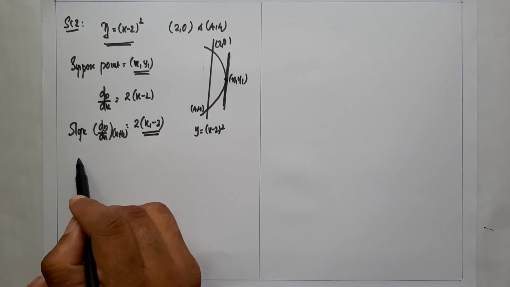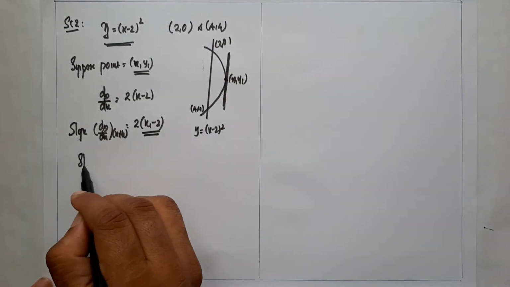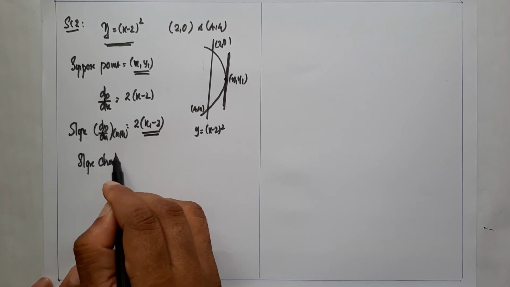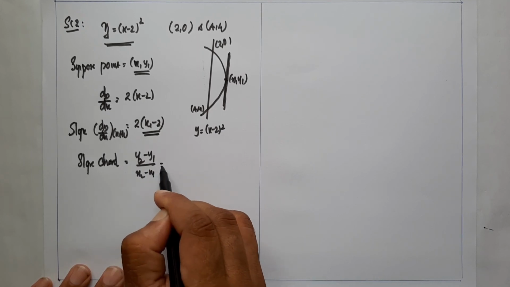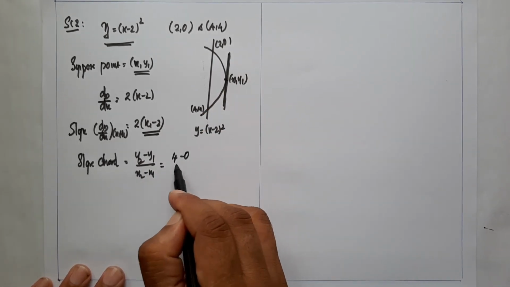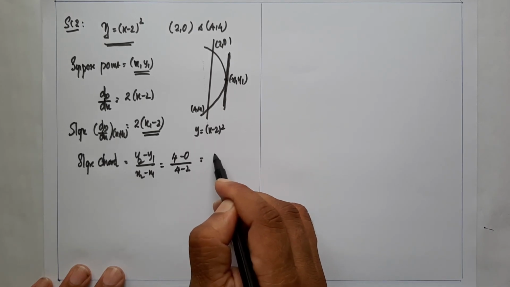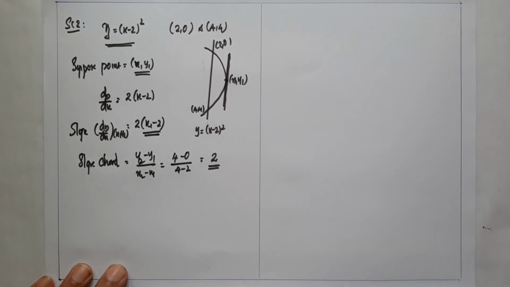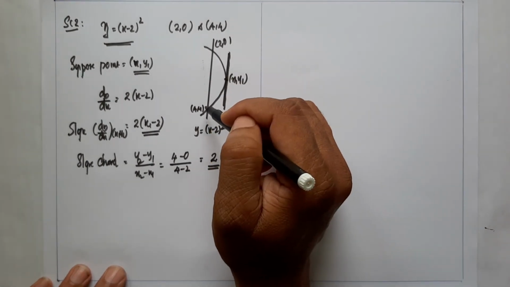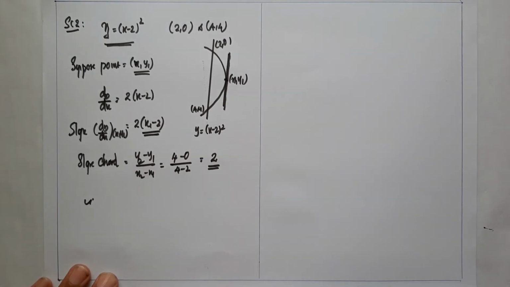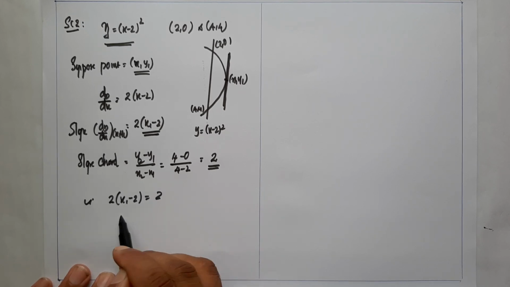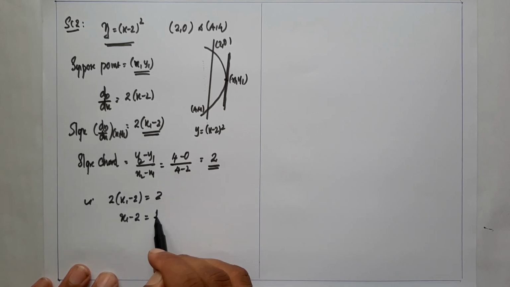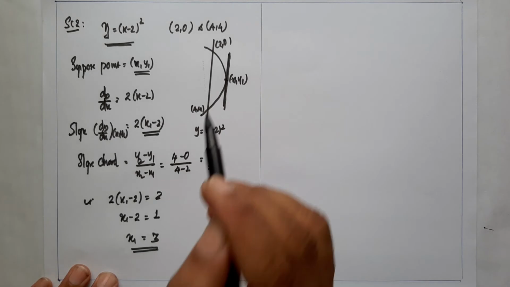Chord is a line. So we find the slope of this chord. Slope of the chord is equal to, using formula, y2 minus y1 divided by x2 minus x1, is equal to 4 minus 0 divided by 4 minus 2, is equal to 4 by 2, answer is 2, which is the slope of this chord. Here this tangent line and this chord are parallel and therefore their slopes are equal. That is, here 2 into x1 minus 2 is equal to 2 and therefore x1 minus 2 is equal to 2 by 2, answer is 1. x1 is equal to 1 plus 2, answer is 3. Therefore this x coordinate is 3.